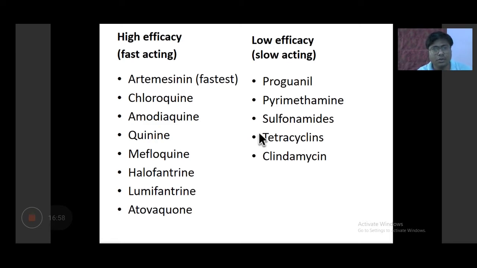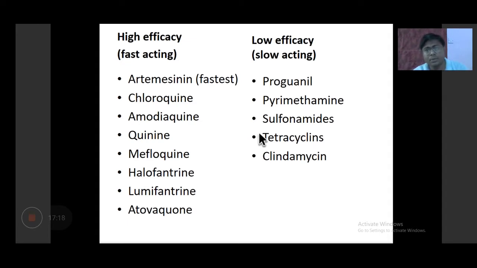Artemisinin, fastest and now the drug of choice; chloroquine, amodiaquine, quinine, which is now not used, mefloquine, halofantrine, lumefantrine, atovaquone. So these are the drugs which are highly efficacious and our first choice. Then low efficacious, slow acting: you will find proguanil, pyrimethamine, sulfonamide, tetracycline, and clindamycin. So there is no primaquine.